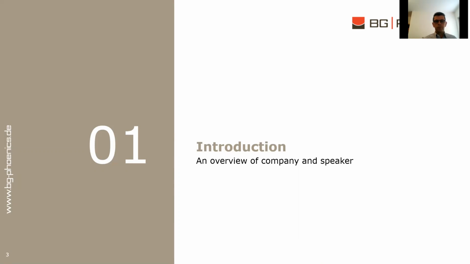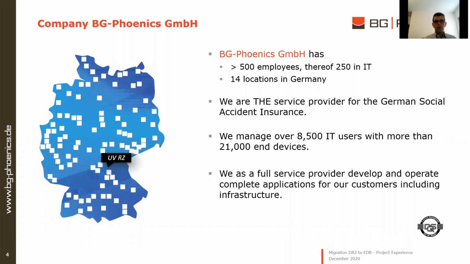The introduction. My company is named BG Phoenix. It has around 500 employees, therefore 250 in the IT, and 14 locations in Germany. The main operation is in Munich, and that is where my office is.